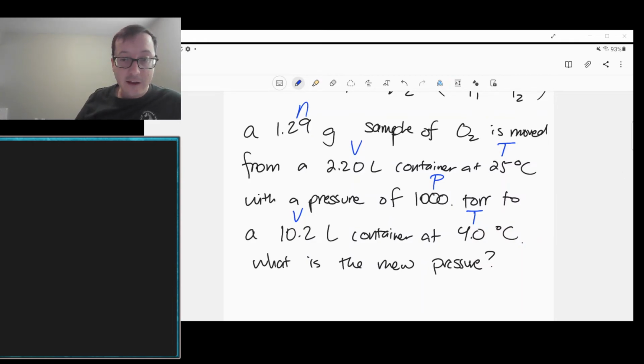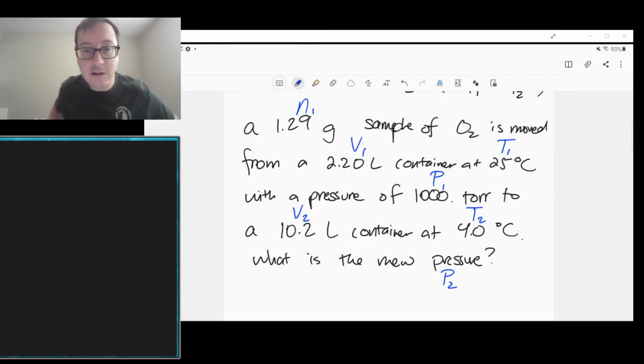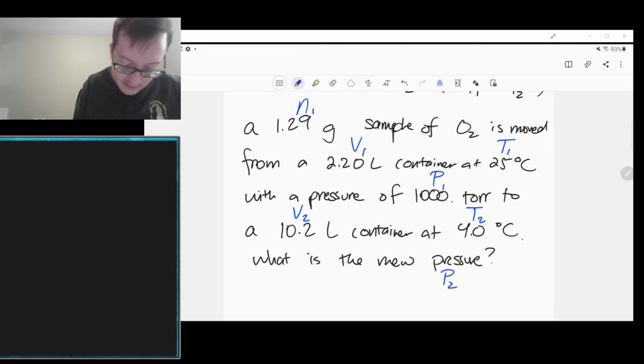And let's go ahead and choose which one to be our first set of conditions and which to be our second set of conditions. So we're going to say, well, this one's in this container at this temperature with this pressure. Those are all related. Let's say those are 1. And now it's moved to a second container at a second temperature. And what's the new pressure? Well, that will be pressure 2. Notice that there's nothing about removing any amount of this gas. So all this information here is irrelevant.